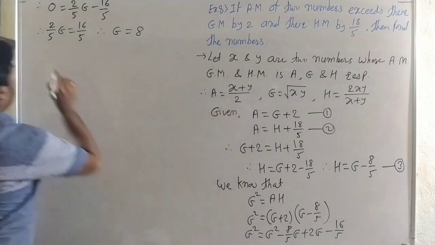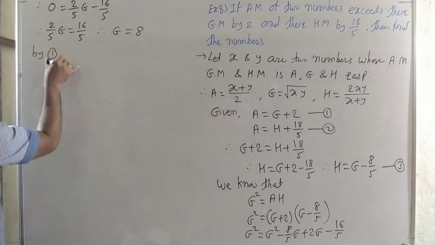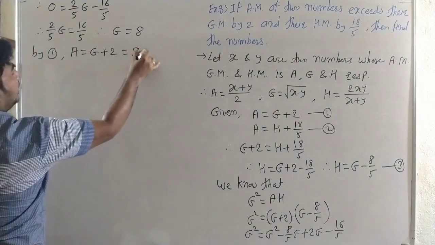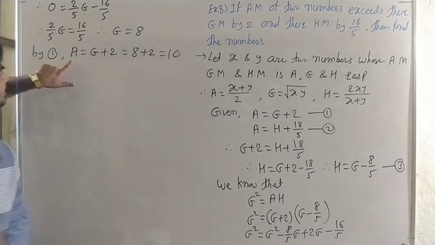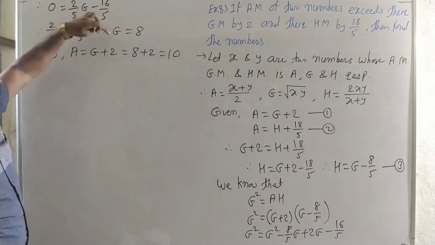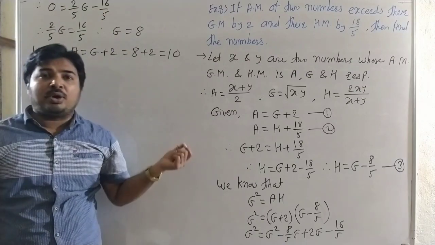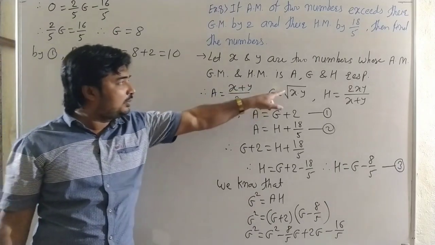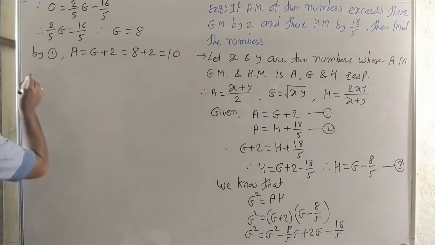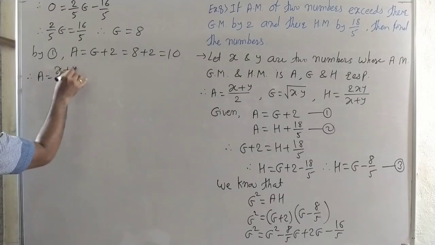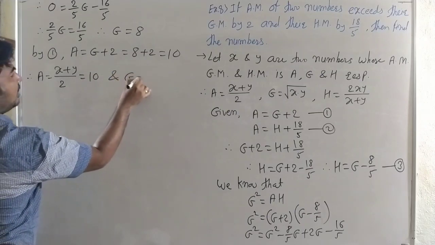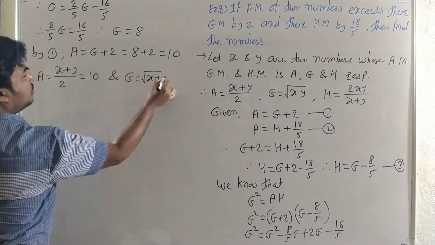Then by equation number 1, A = G + 2, and therefore 8 + 2, and that is 10. Arithmetic mean is equal to 10. Now we know the geometric mean and the arithmetic mean. We want to find the two numbers x and y. Arithmetic mean is (x + y)/2, which is equal to 10, and geometric mean is the square root of xy, which is equal to 8.